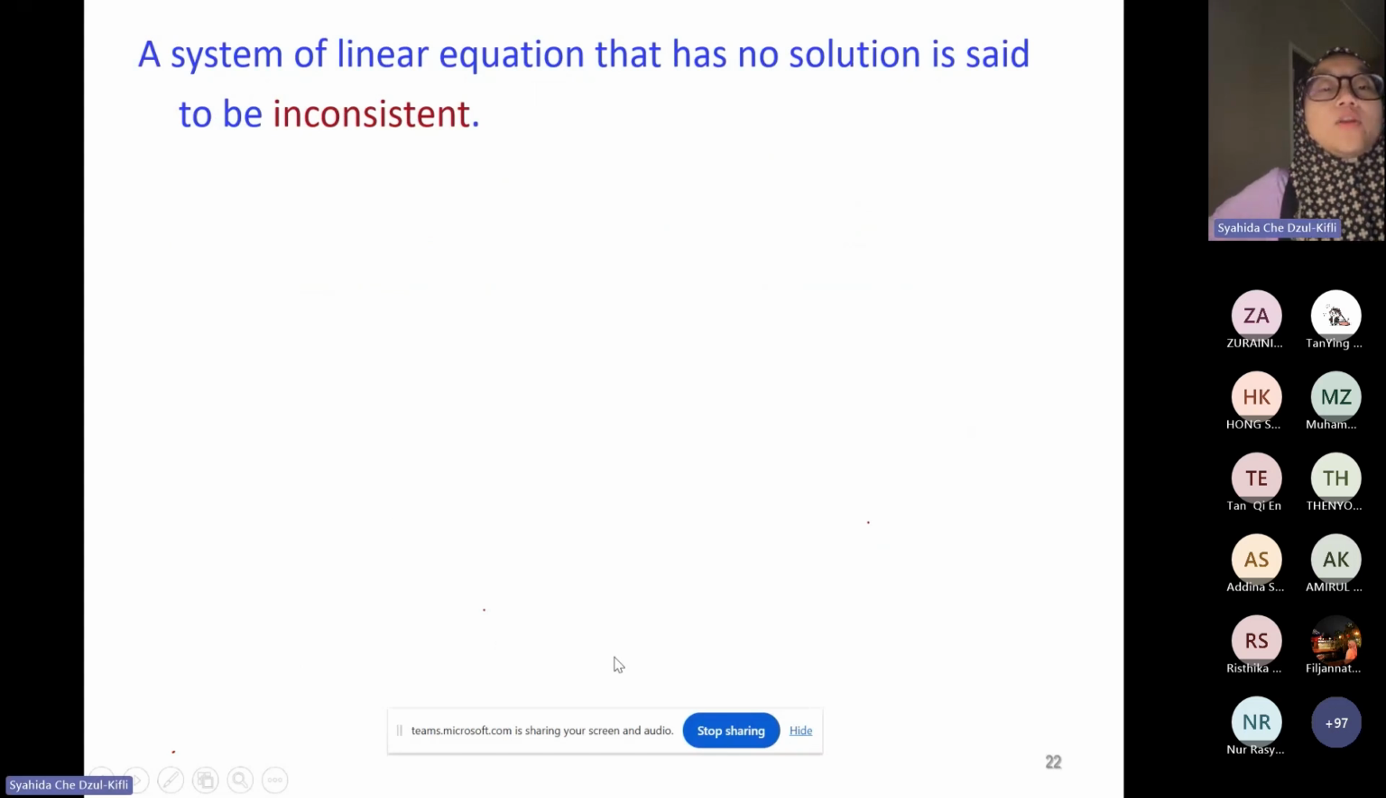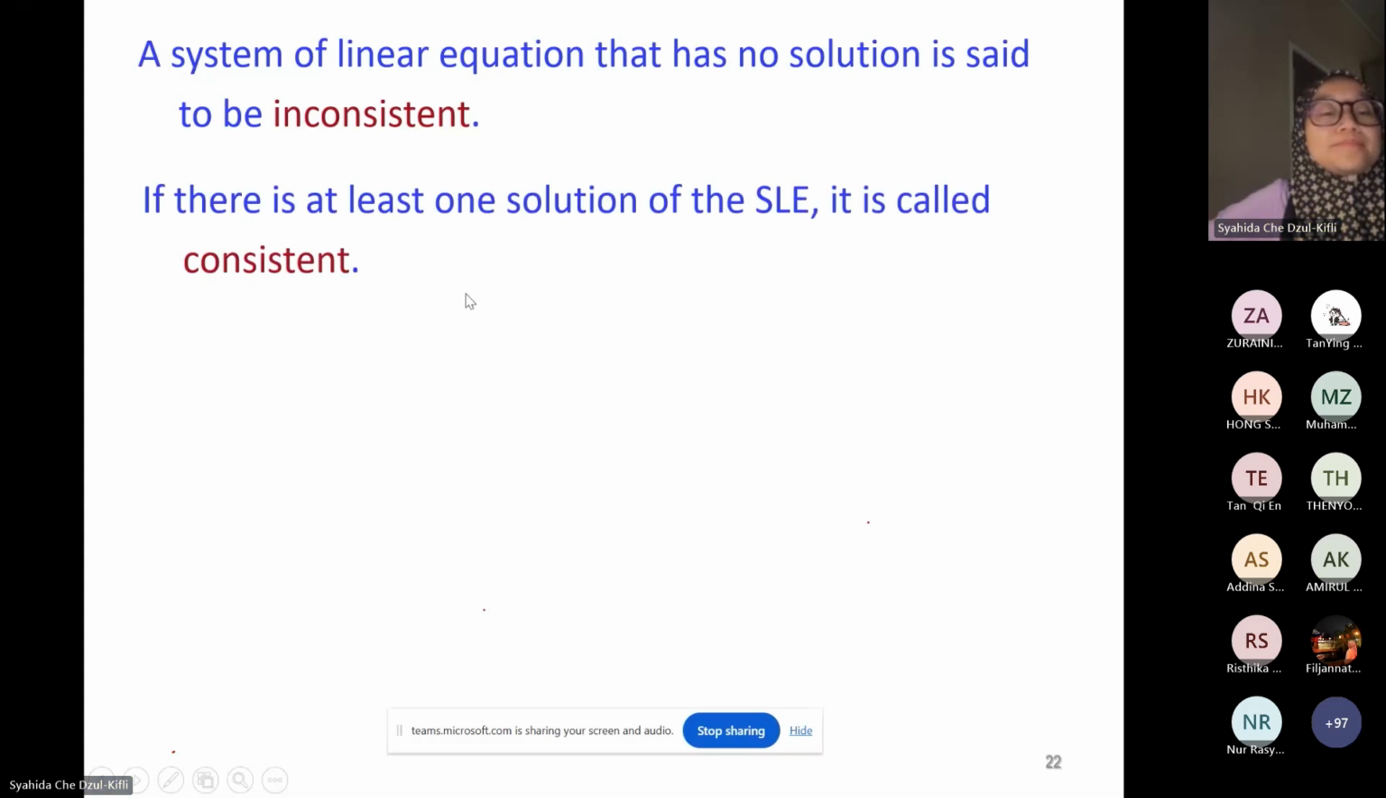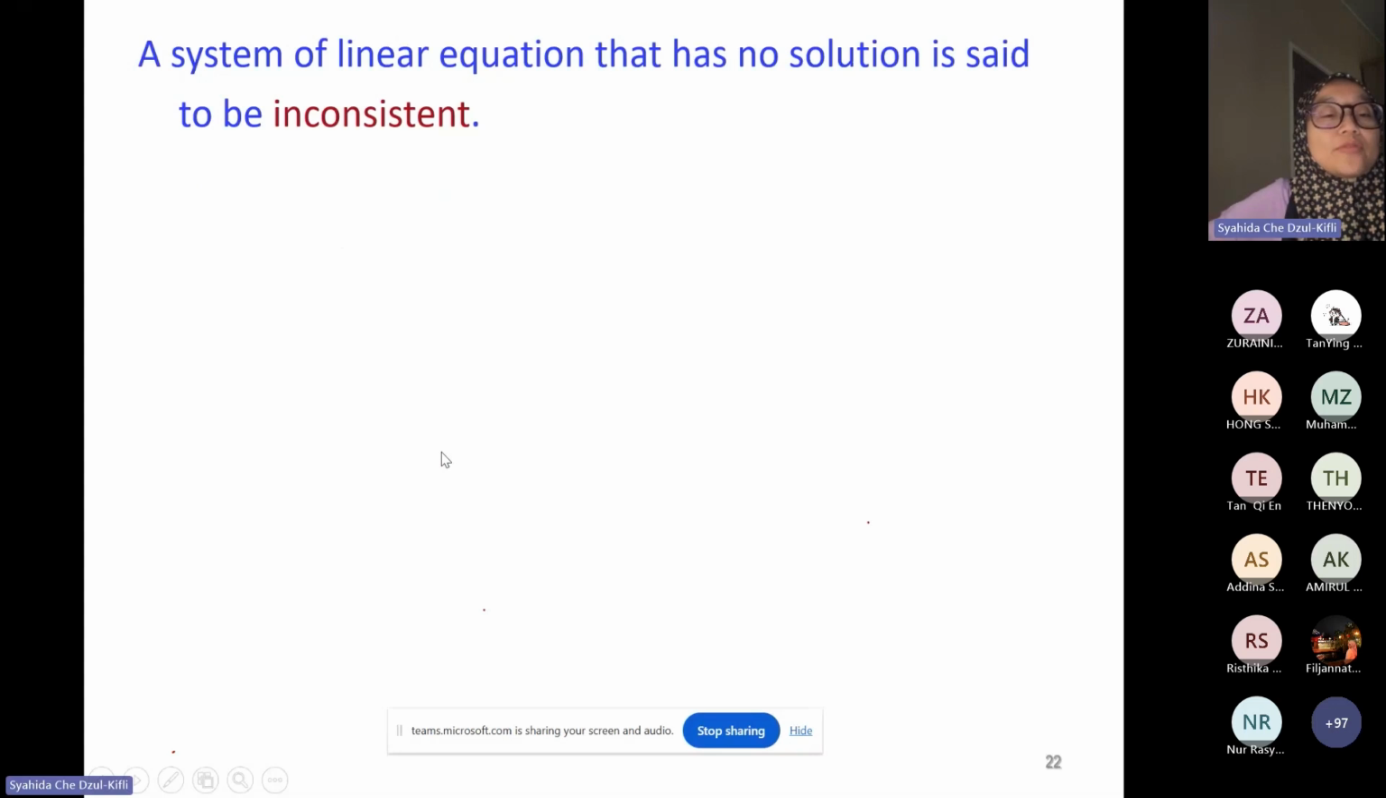Not every system of linear equations has a solution. So a system of linear equations that has no solution is said to be inconsistent. Therefore, if a system of linear equations has at least one solution, then the system is called consistent.